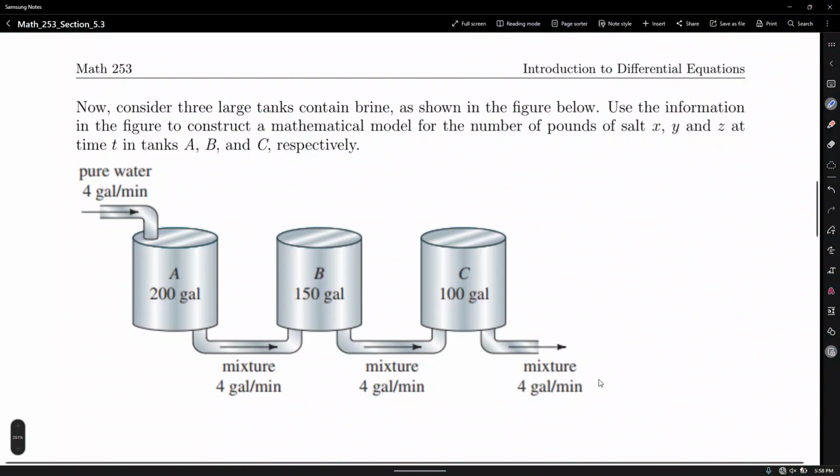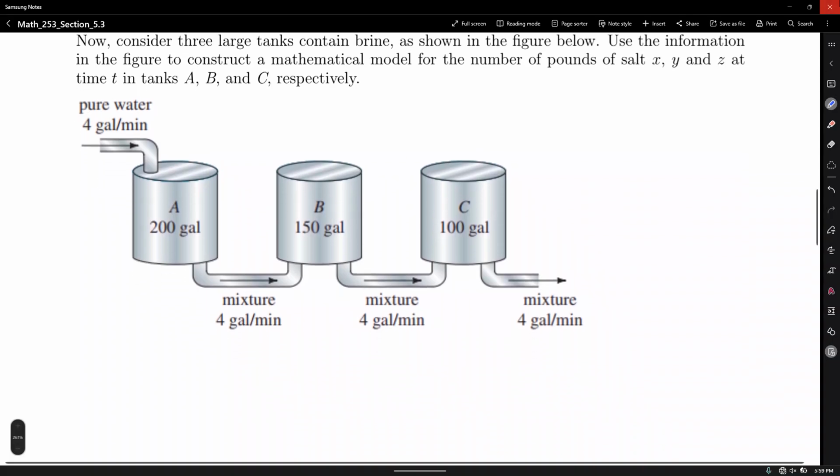Now let's consider 3 large tanks containing brine, which is a salt solution, as shown in the figure below. Use the information to construct a mathematical model for the number of pounds of salt X, Y, and Z at time t in tanks A, B, and C, respectively. But this time, look at the system of tanks right here. There is no recirculation. It's just A going to B, going to C, and keep going. So what do we do in this case?